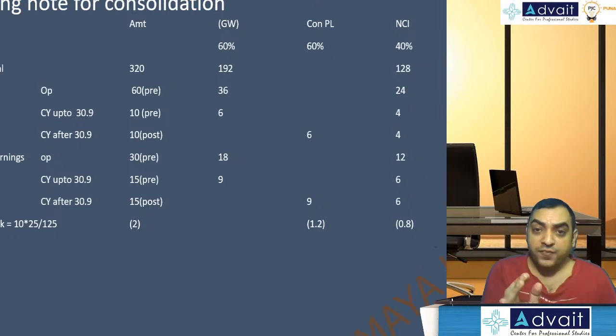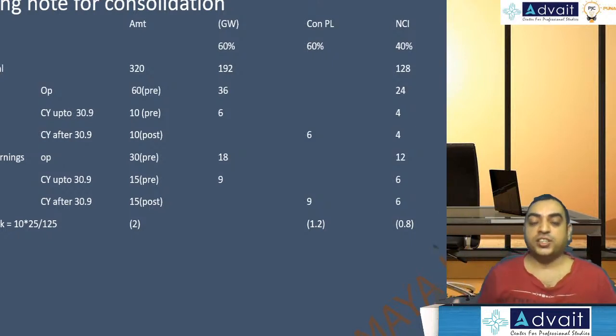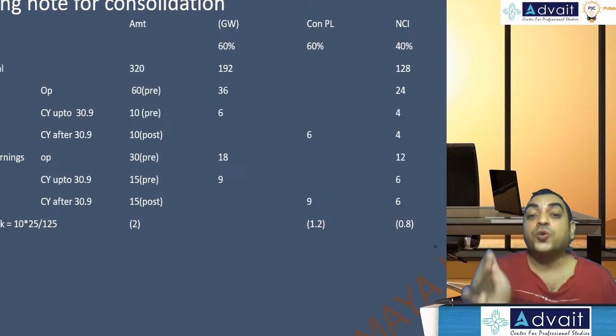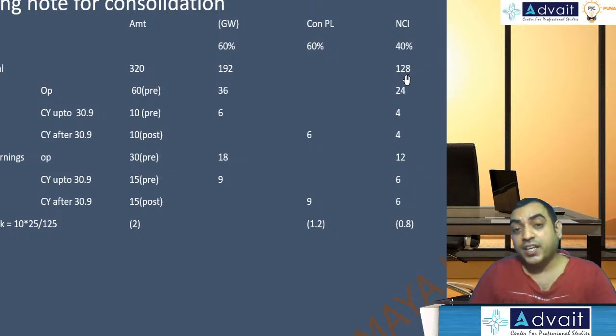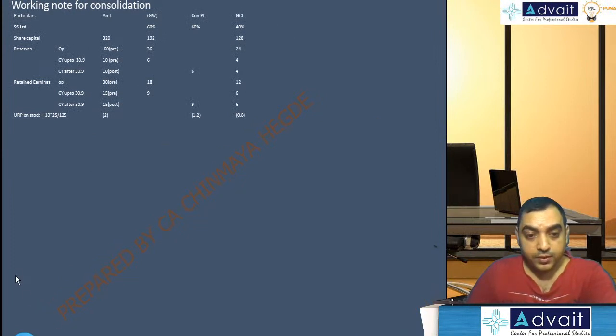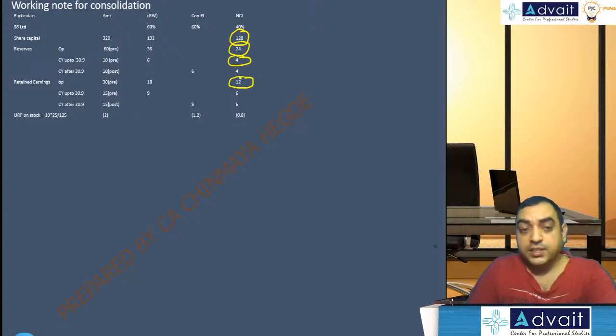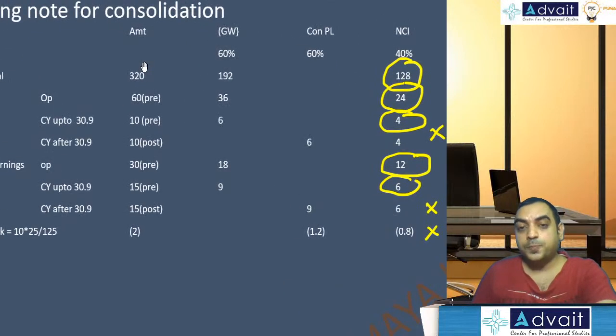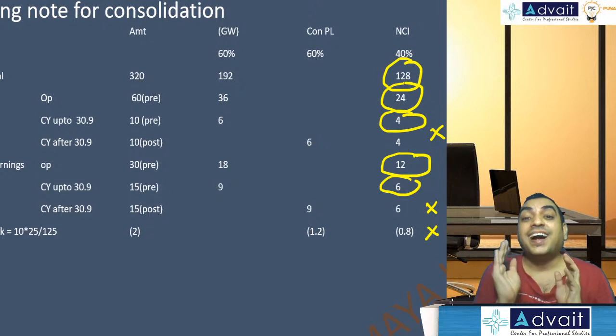Please observe, my dear friends, book value of NCI is as on date of acquisition. Can you tell me once more? Book value of NCI as on date of acquisition. So here, what are the things that will come as on date of acquisition? You will get 128, because share capital is as on date of acquisition, reserves 24 as on date of acquisition, current year profit first half as on date of acquisition, retained earnings 12 as on date of acquisition, and profits up to the date of acquisition. That is, the profits in the second 6 months will not come, and unrealized profit will not come.